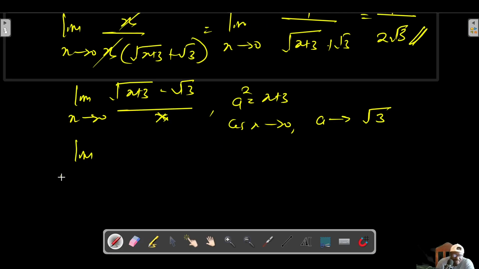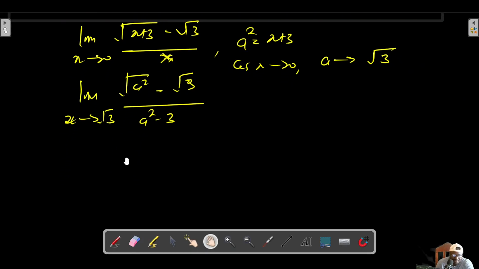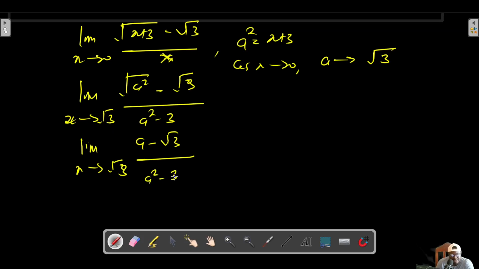So it becomes the limit as a is approaching root 3 of the square root of a squared minus root 3, all on what will x be? x will be a squared minus 3. So simple. So here the numerator becomes root 3, that is a squared under the square root gives you a minus root 3, all on a squared minus 3.